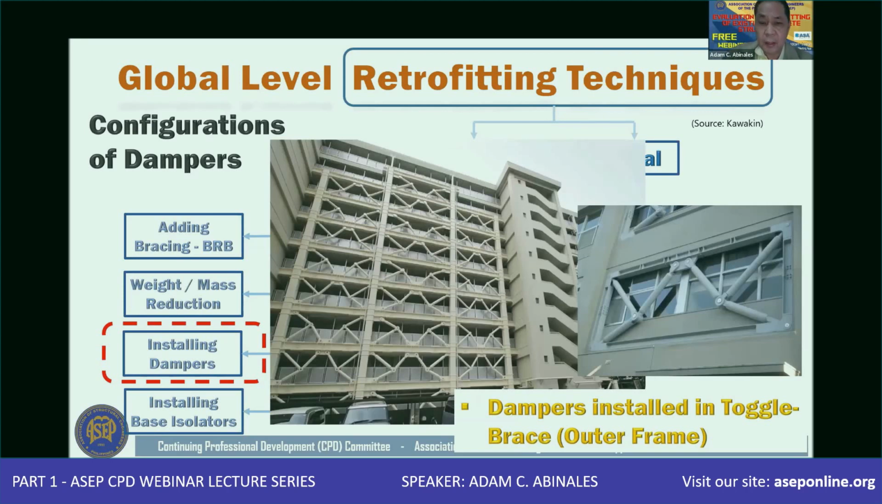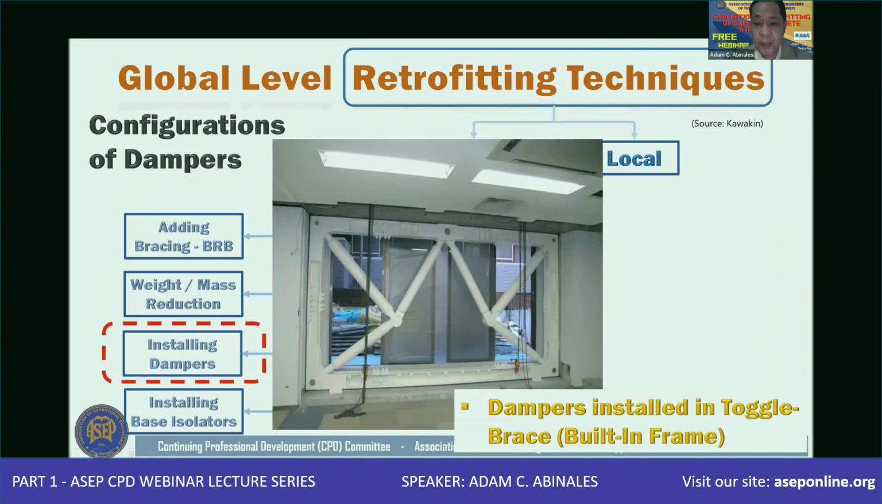It could be an outer frame, meaning you can put the dampers on the external facade of the building, although you may see that it would have an architectural aesthetic effect, because practically you're covering the structure already with these devices, or something like this. Or it could be dampers in a toggle brace inside the building, or built-in frame.